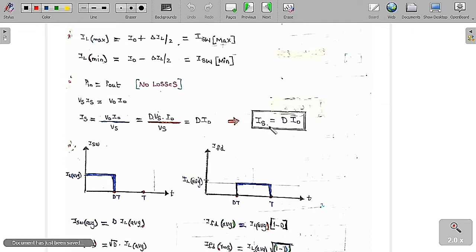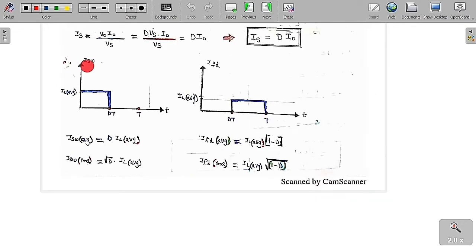So therefore the average value of the source current is equal to D into I naught. This is the expression that you need to remember.